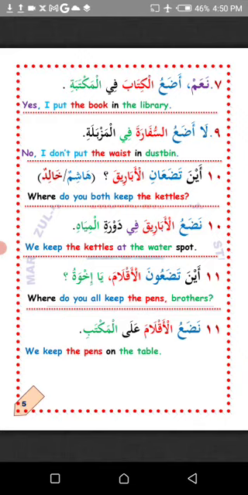Now the answer to the question. نضع الأقلام على المكتب. We keep the pens on the table. لعلك فهمت? I hope you understand. MashaAllah.